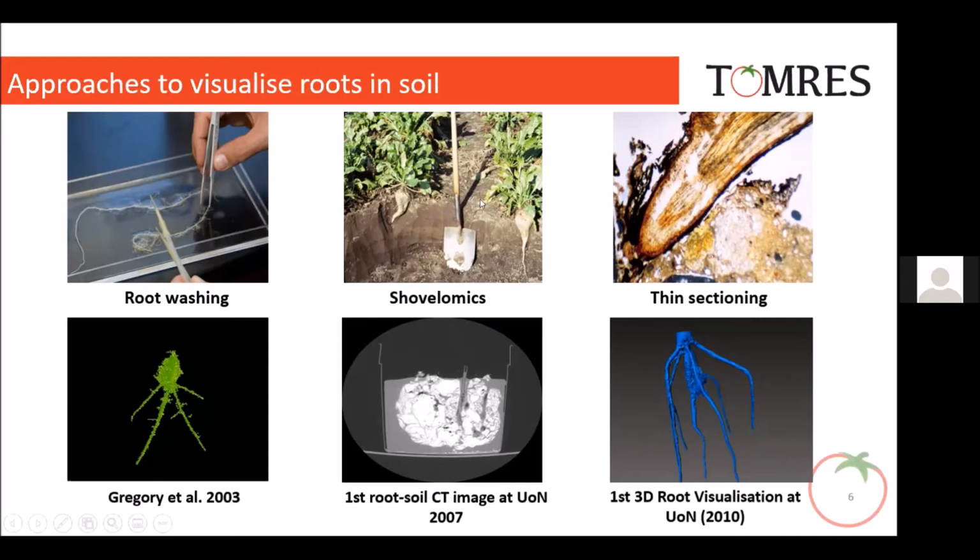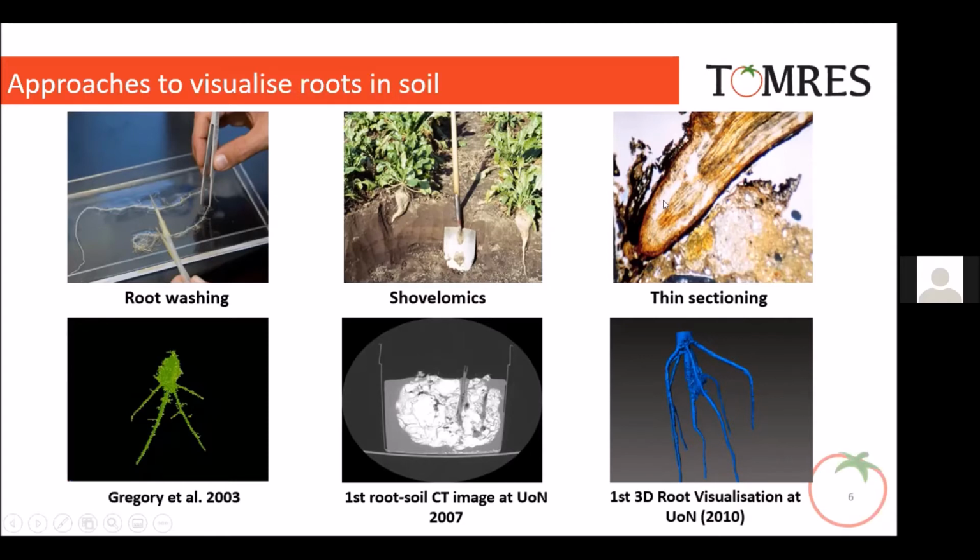The shovelomics technique has been developed by Jonathan Lynch's lab at Penn State University, and it's really quite an amazing low cost solution, where you're just using a spade to dig out the soil around the root systems and characterize the roots using smartphone technology and some image analysis techniques. They're able to work through quite large field areas quite quickly doing this.